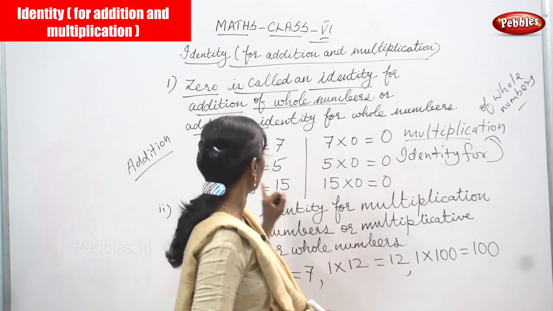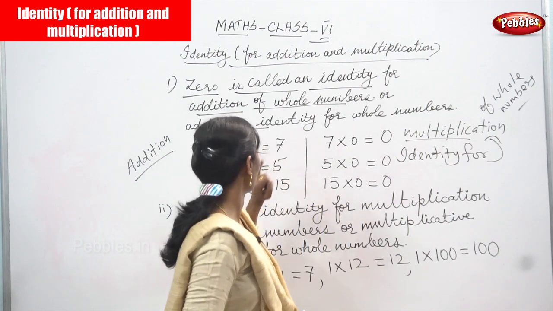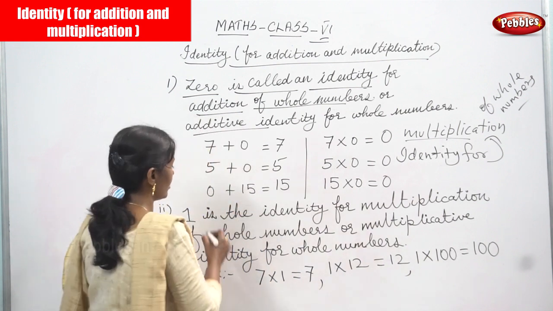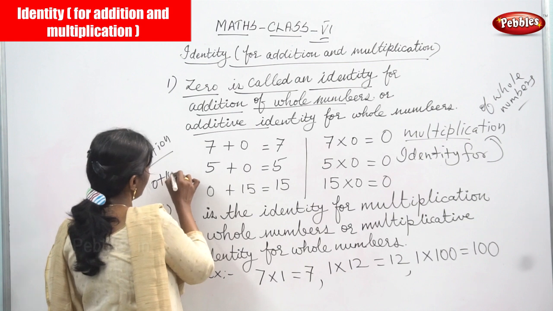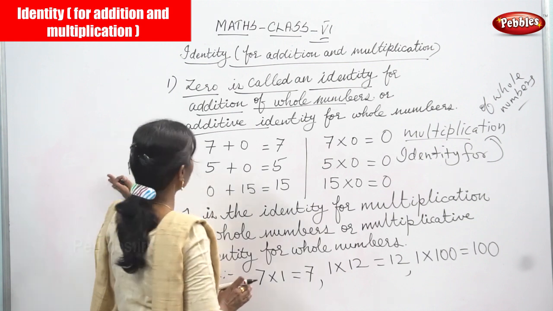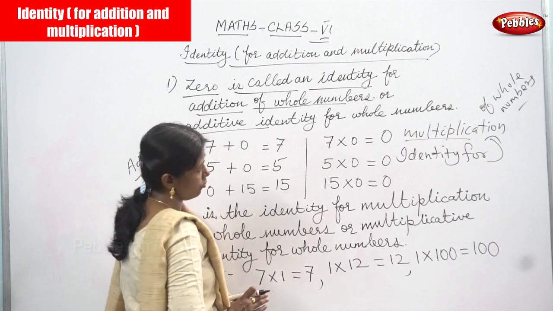Example, I'll tell you very clearly. 7 plus 0 is 7. 5 plus 0 is 5. 0 plus 15 is 15. Then 0 plus 100 is 100. You get the same number. This is the identity for addition of whole numbers.